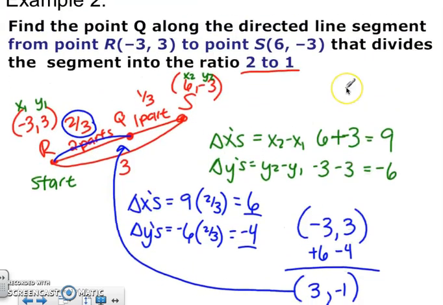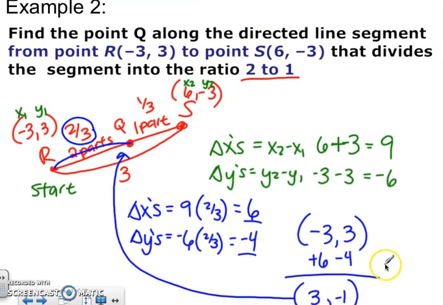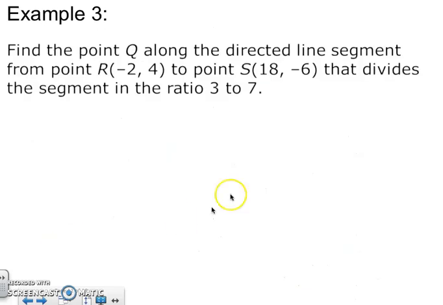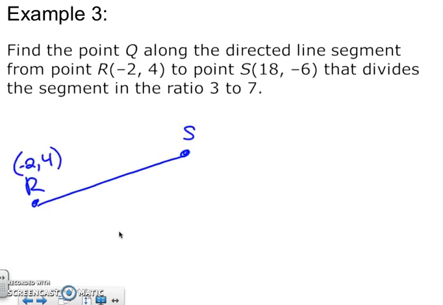Okay? So hopefully you feel a little bit better about this problem. Again, that's if you use the starting point to your left side. So let me do one more problem, and I'll actually start from the right side to help you guys out. So find the point Q along the line segment from R to S. So I have point R, I have point S. R is at -2, 4. S is at 18, -6, and it is in a ratio of 3 to 7. So I would expect point Q to be a little bit closer to R. So it's 3 parts to 7 parts.